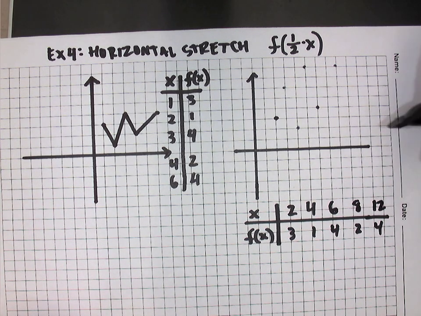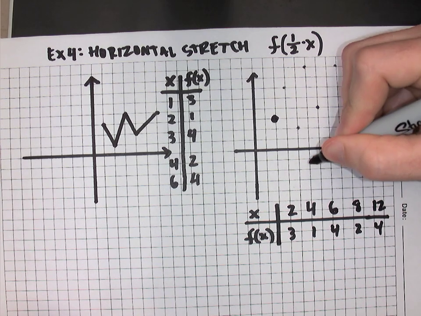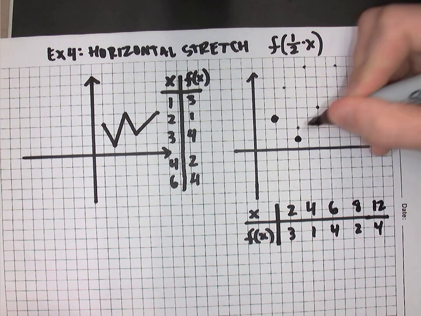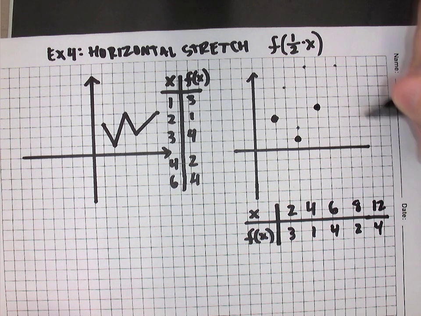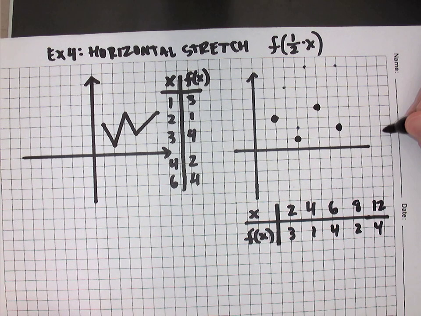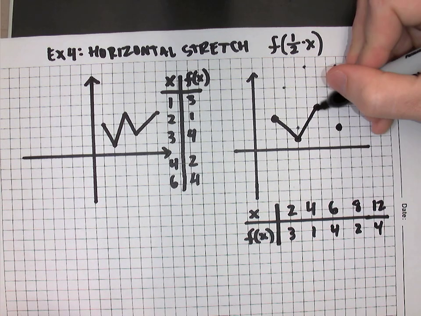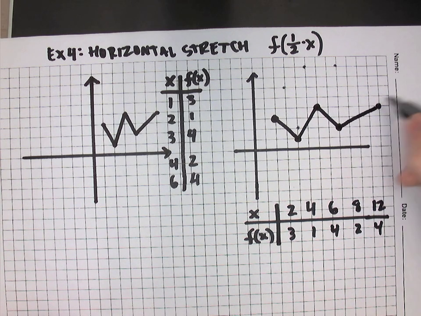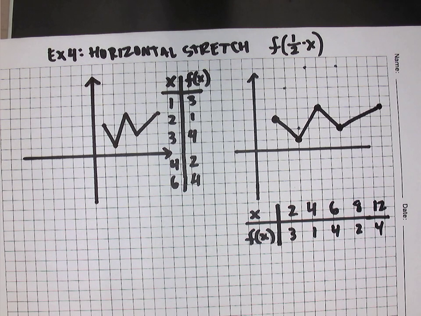So if I plot these points as I go, like I said I was going to, 2, 3 right here, 4, 1 right here, 6, 4 right about there, that was convenient, and then 8, 2, and lastly 12, 4 right about there. So once again, we've preserved the shape of the W. But now, once again, it's gotten larger, not in the same way as the last example. The last example was stretched in the y direction. This one's stretched out in the x direction.